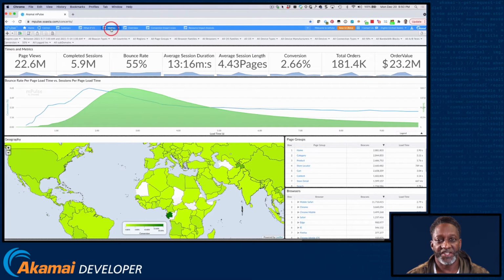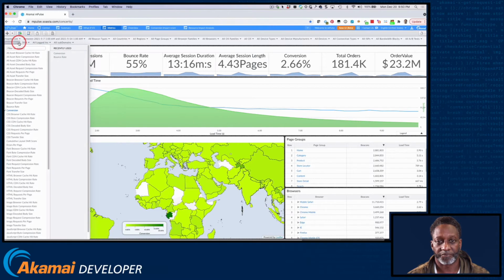mPulse collects page and resource performance data, known as timers, as well as session type data. It has predefined standard metrics like bounce rate and session duration, and supports custom metrics like conversion rate and revenue. See our video on custom metrics for more detail on how to set these up. One of the powerful capabilities of mPulse is the ability to correlate these timers and metrics to understand performance impact.